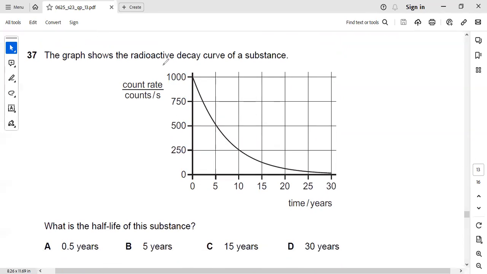The graph shows the radioactive decay curve of a substance. You can see here, initially it was 1000 and it decayed to 0 within 30 years. So what is the half-life of this substance? Initially it was 1000. When it reaches 500, that is the half-life. The corresponding time is 5 years. So the right answer is 5 years.